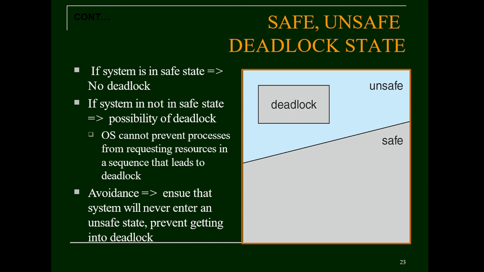So, safe, unsafe and deadlock states. As we can see in the figure, there are the deadlock state, unsafe state and safe state. If the system is in the safe state, that means no deadlock can occur. But if the system is not in the safe state, there is a possibility of deadlock. The operating system cannot prevent processes from requesting resources in a sequence that leads to deadlock. So we can avoid it by ensuring that the system will never enter an unsafe state, preventing it from getting into deadlock.